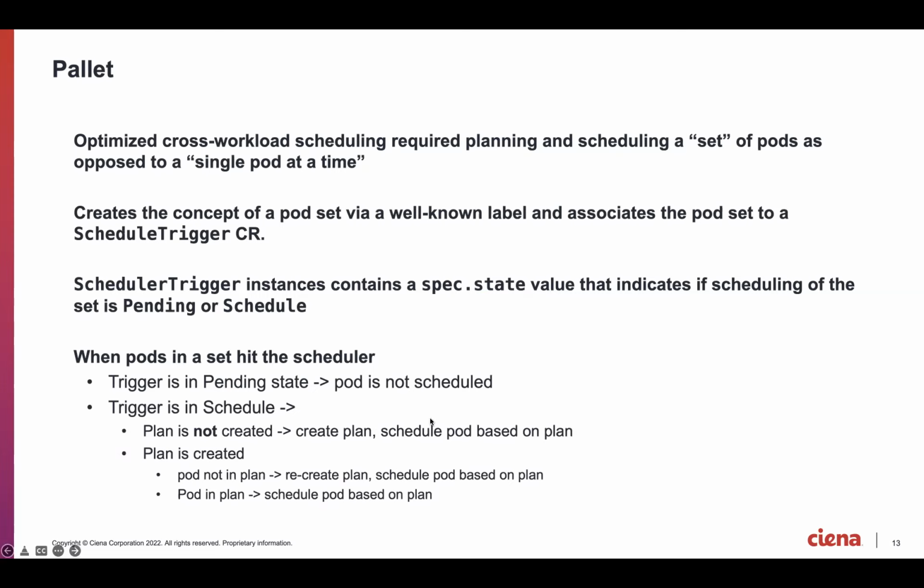Down here at the bottom is a little workflow of what happens. If the trigger isn't scheduled and the plan is not created, we create the plan, and then schedule the current pod based on that plan. If the plan is created and the pod's not in the plan, we recreate the plan and schedule. If the plan is created and the pod's in the plan, we use the plan. That's the little logic flow we use as pods come through the scheduler.